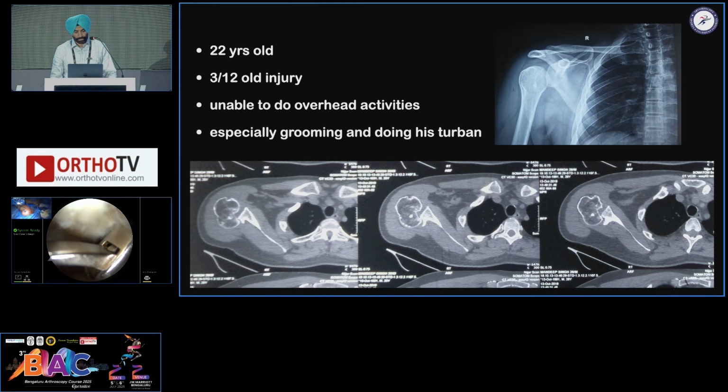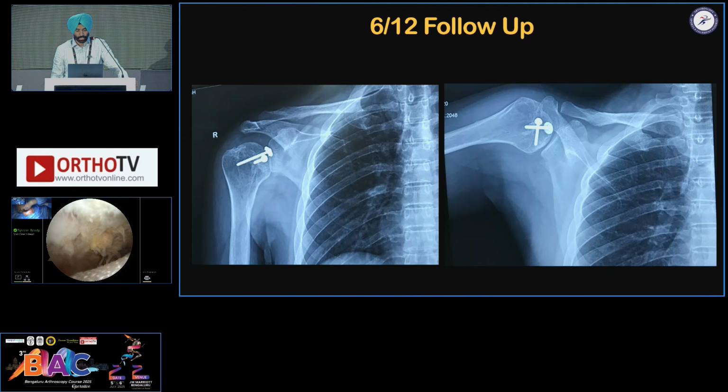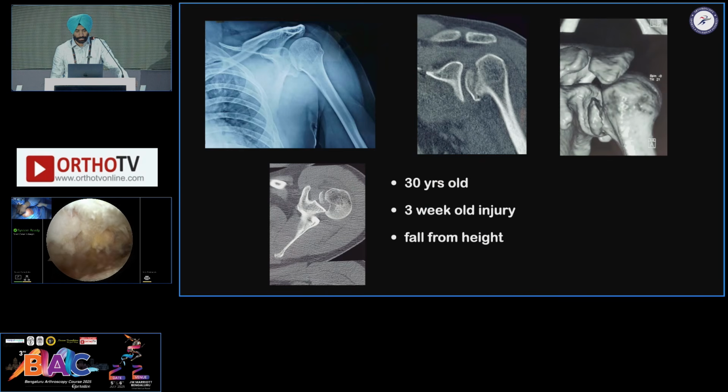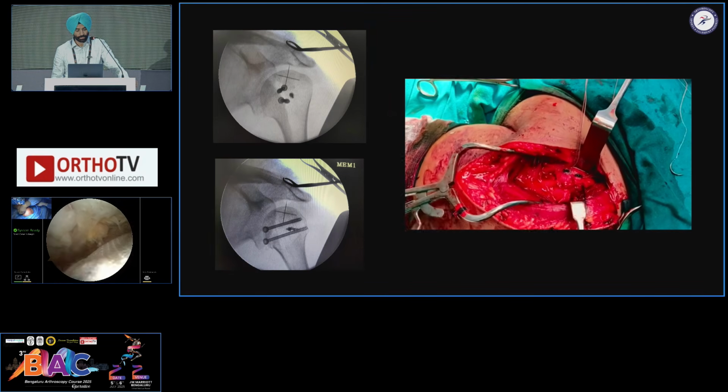This gentleman had a dislocation 3 months back, and he was unable to do his activities. So we did an open reduction with a modified McLaughlin's procedure. He developed some deltoid atony post-surgery, but it recovered 6 months following it. He was able to do his turban and all his overhead activities with a reasonable amount of movement.